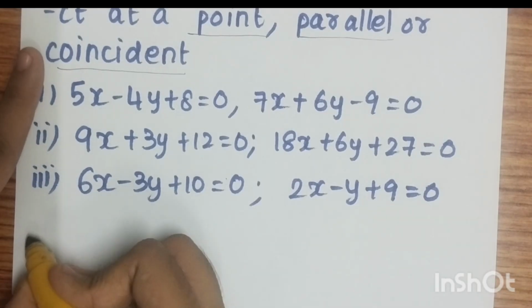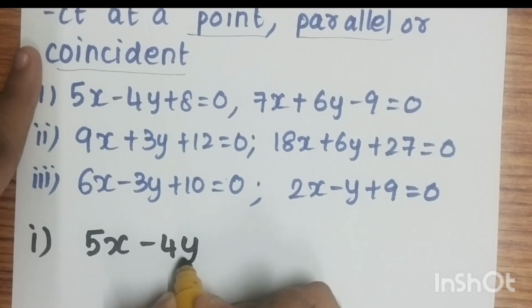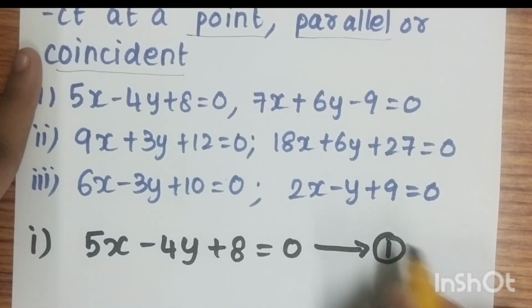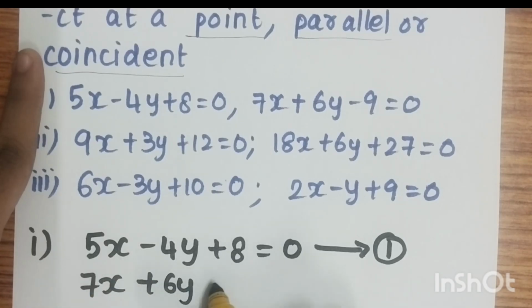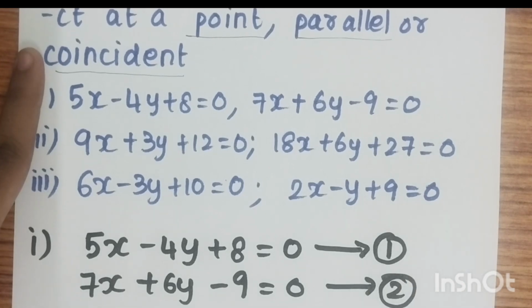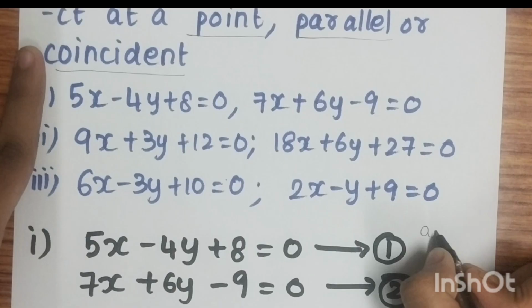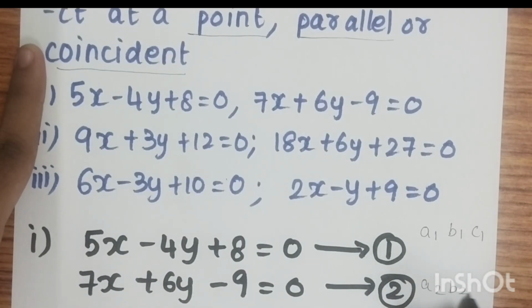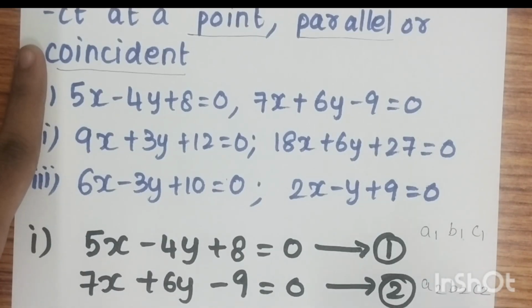In the first sum, our first equation is 5x minus 4y plus 8 is equal to 0. I'll mark this as my first equation. And my second equation is 7x plus 6y minus 9 is equal to 0. Here we have three ratios: a1, b1, c1, a2, b2, c2. With these three ratios only we will be comparing.